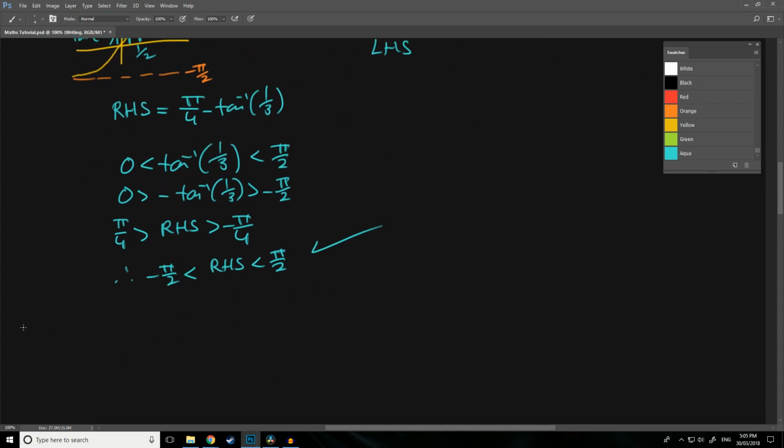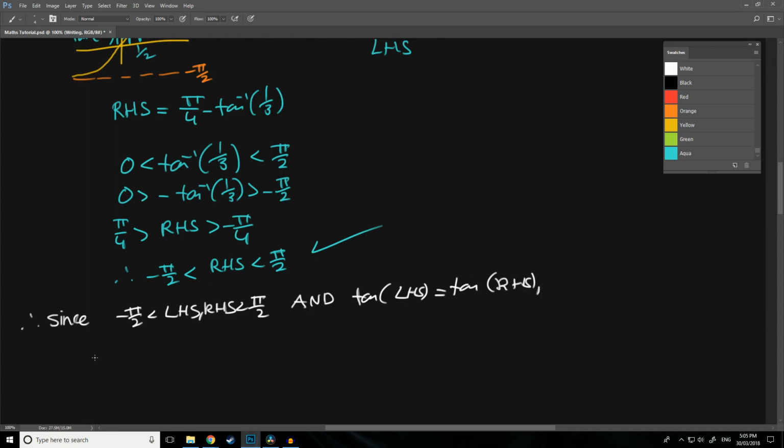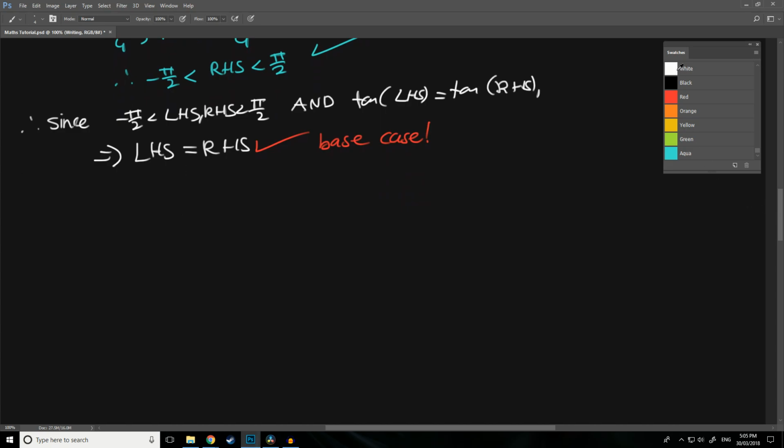Therefore, since minus pi on 2 is less than left-hand side, right-hand side is less than pi on 2, and tan LHS equals tan right-hand side, this implies that left-hand side equals right-hand side, which is what we want. That's our base case done. So that's a bit more effort than you normally put in, but I wanted to prove everything as rigorously as I could there.